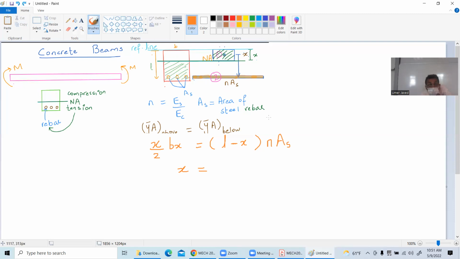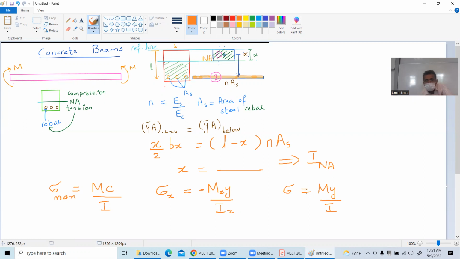Okay, so now we have done that. We will have X is equal to, and from here I will find the moment of inertia about the neutral axis. Don't worry, we will do an example. Then I will go for stress is equal to MC over I. This gives me maximum stress, right? Or for students who don't like this, go for stress sigma_x is equal to minus Mz y over Iz, whatever, stress is equal to My over I with the appropriate sign.